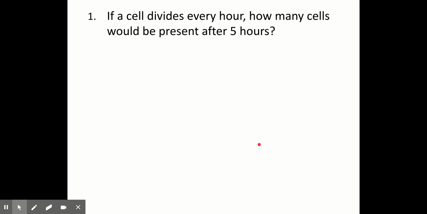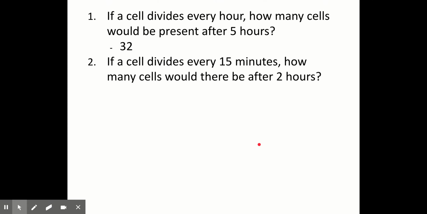Okay, for the first question, it asked if a cell divides every hour, how many cells would be present after 5 hours? So you need to work this out in the same way that we did earlier. You have to lay out your times, so every hour, so 0 hours, 1, 2, 3, 4, 5, and then start with one cell and then just keep doubling until you get to the final answer, which would be 32.